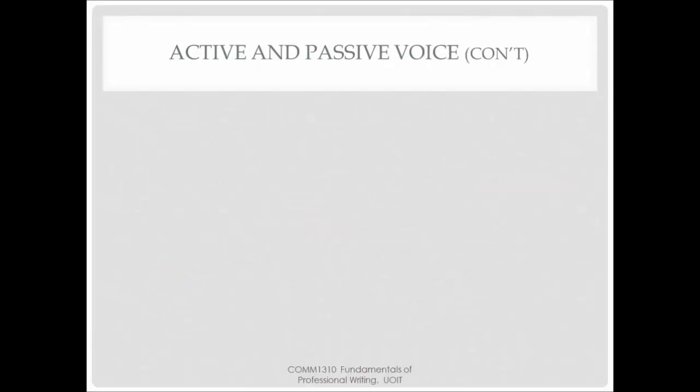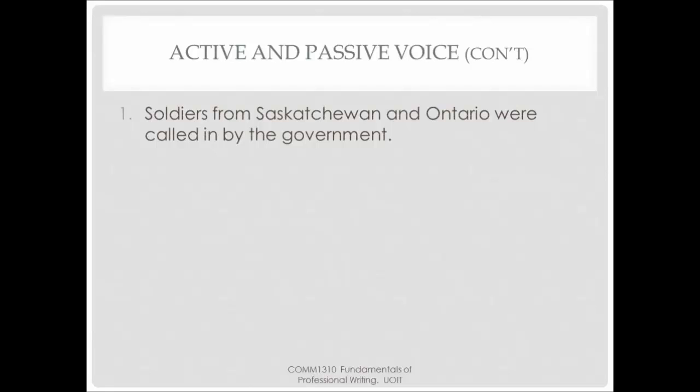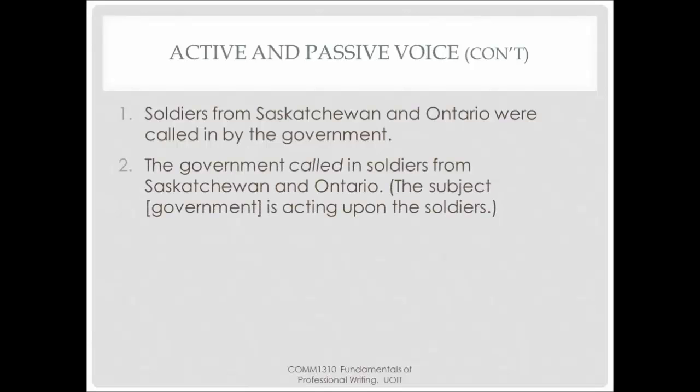In this next example, soldiers from Saskatchewan and Ontario were called in by the government. Think about who is doing the action. The government. Who is being acted upon? The soldiers. This is passive voice because it gives the result of the action first, followed by who did the action. Here is the sentence rewritten in active voice. The government called in soldiers from Saskatchewan and Ontario. The subject, government, is acting upon the soldiers.